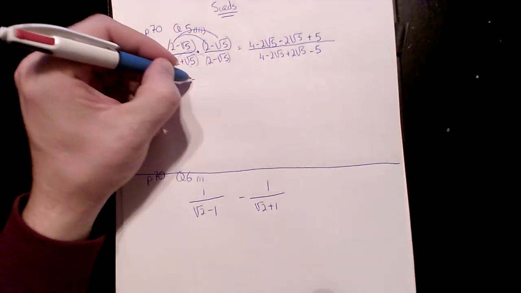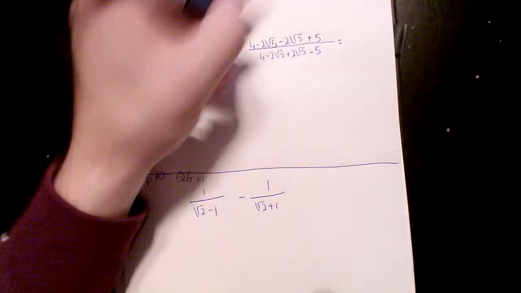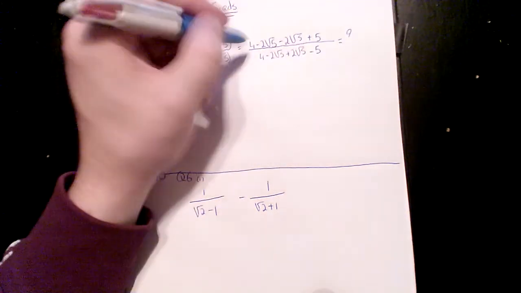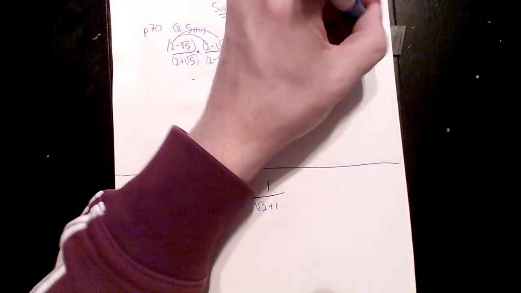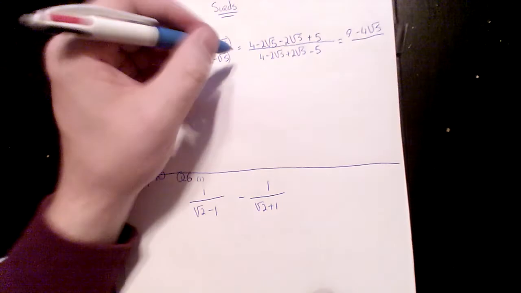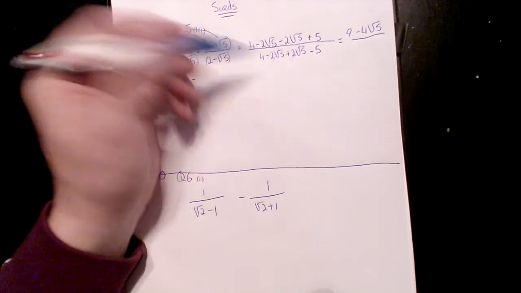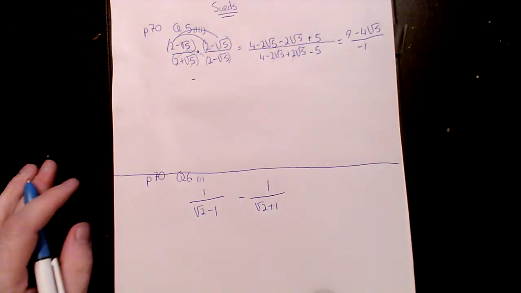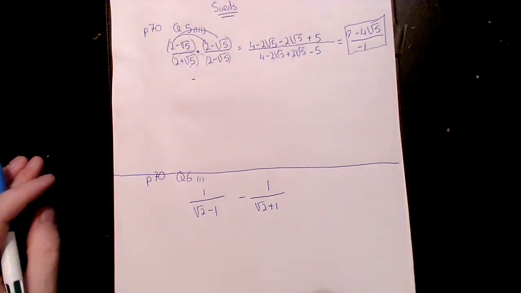Okay, so that's the true answer, but these will cancel each other out. So this will equal 4 plus 5 is 9, minus 2 root 5 and minus 2 root 5 is minus 4 root 5. And that's all over, well, minus 2 root 5 plus 2 root 5 is 0, and 4 minus 5 is minus 1. Okay, so there's your answer.